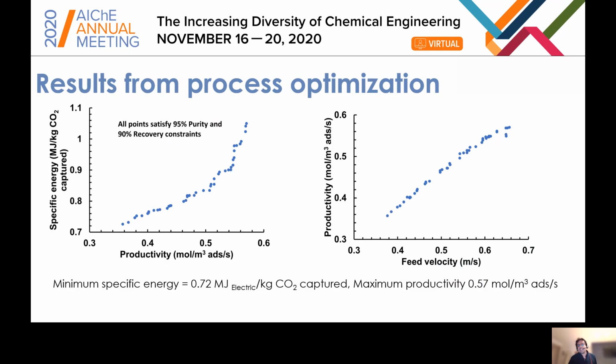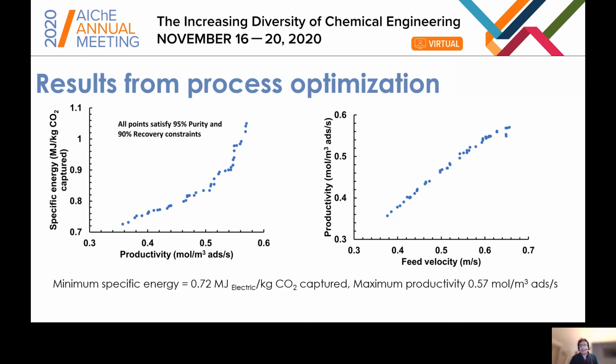And it was no surprise that the adsorbent was able to achieve the high purity because we already saw that the nitrogen adsorption in this sample was negligible. We also achieved the 90% recovery target, and we plotted the specific energy versus the productivity Pareto curve. The minimum specific energy is 0.72 megajoules on an electric basis per kilogram of carbon dioxide captured, and the maximum productivity was 0.57 moles of CO2 captured per meter cube of adsorbent per second.